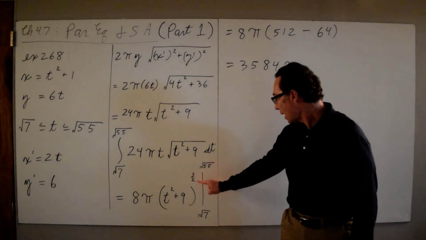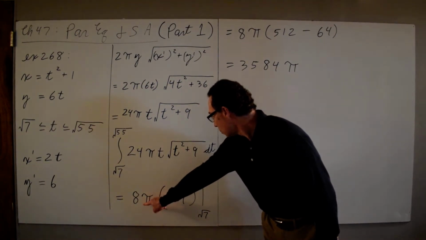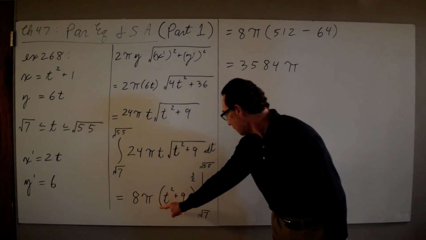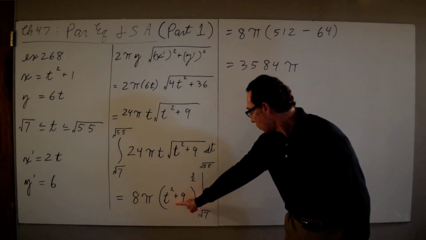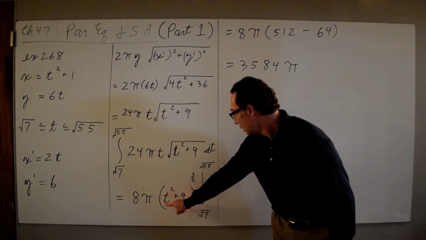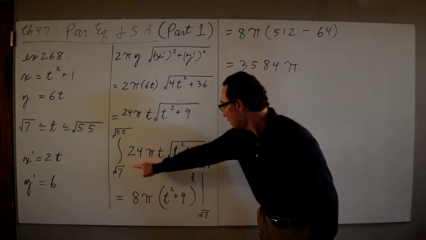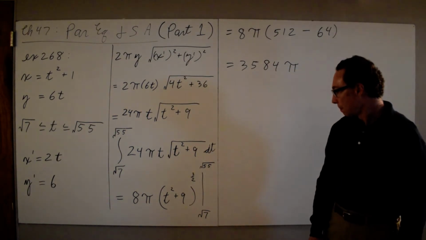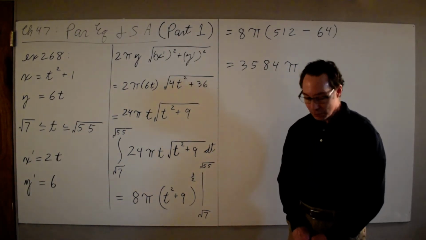So we have 3/2 times 8 is 12. So we have 12 pi. The quantity t squared plus 9 to the 1/2 power, then we multiply by 2t. So our 12 pi times 2t is our 24 pi t. So this is the antiderivative.